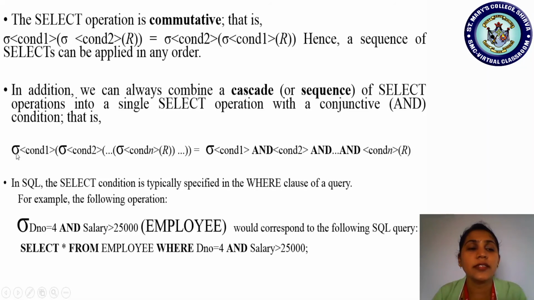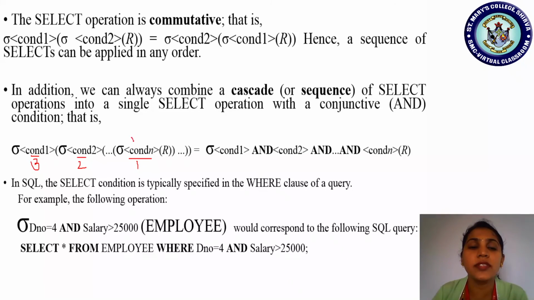That is the select operator sigma, select condition 1. Within parentheses you are finding select condition 2. Again the parenthesis is open and now you are finding select condition n from relation R. So students, when we are executing these conditions, we give preference from the innermost. First preference is given to this, then second preference to this, and third preference to this. So 1, 2 and 3 like this.